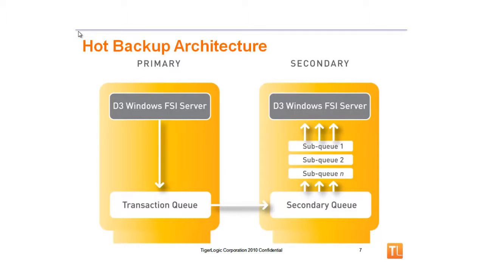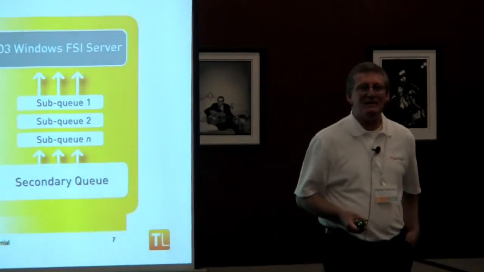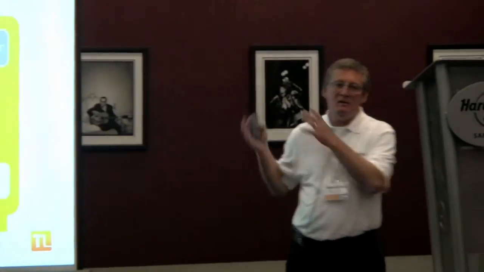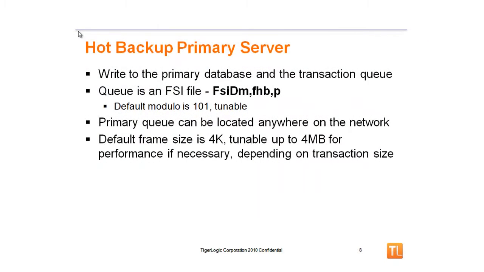The benefits of this is that, as I mentioned, the primary queue is as small as possible, but also that these transactions can be written much faster than a single-threaded process over here, therefore minimizing the size of the secondary queue also. So the idea is to get the data from the primary machine to the secondary machine as fast as possible with very little data in transit. On the primary machine, as I said, you're writing to the transaction queue. The queue is actually an FSI file.